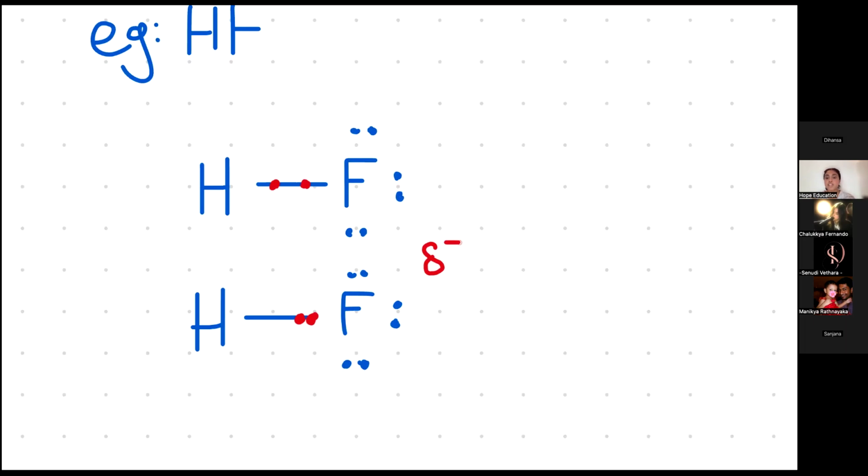This partial negative charge is not a real negative charge, because the electrons don't fully belong to fluorine. Electrons belong to both hydrogen and fluorine, but since they come closer to fluorine, it is like a partial negative charge. Comparatively, hydrogen gets a partial positive charge. Is that clear? Is that clear to you, Lamai? Others?